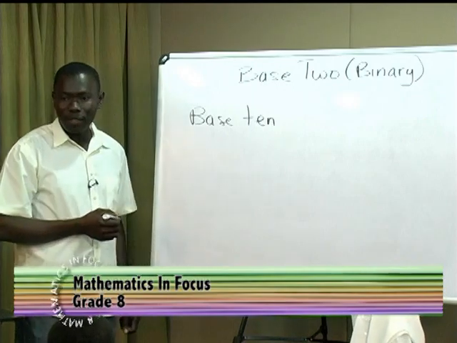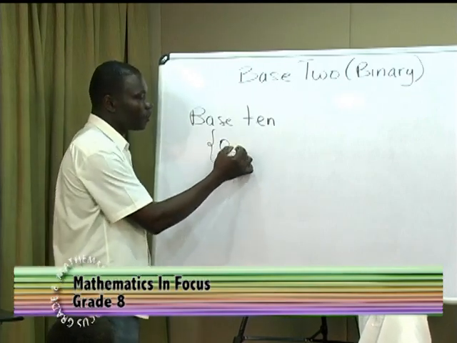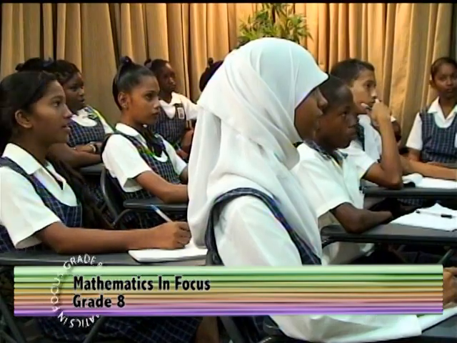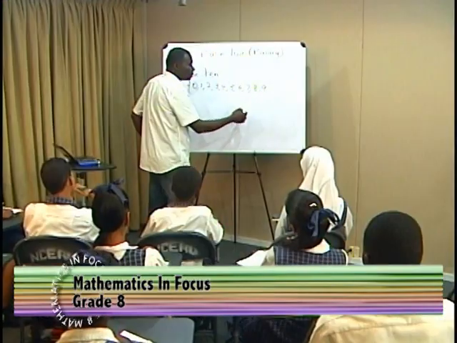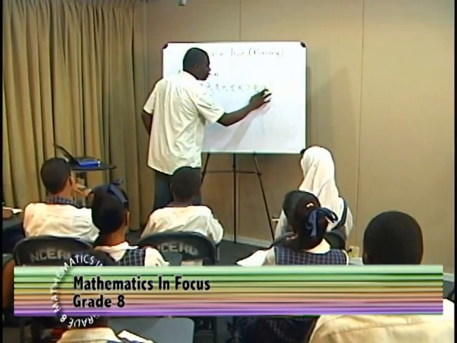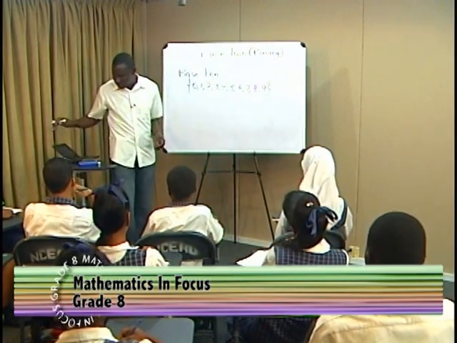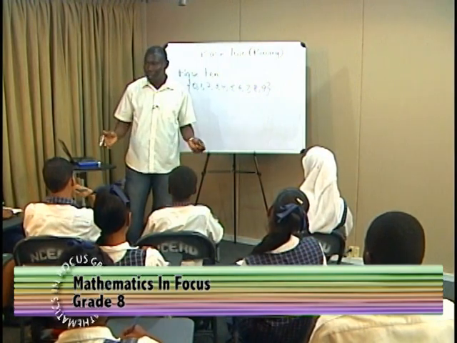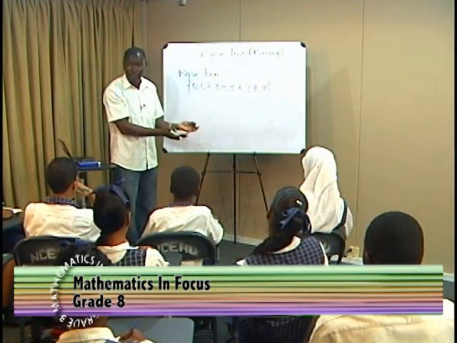Base 10 number system, what are the numerals we use? 0, 1, 2, 3, 4, 5, 6, 7, 8, 9. Any other? No, sir. Good. These are the numerals we use in the base 10 number system. And we use these numerals to represent any number. We combine these numerals to represent any given number.